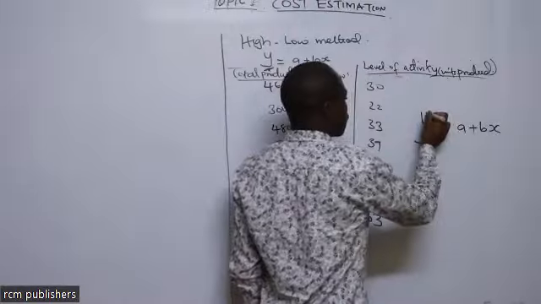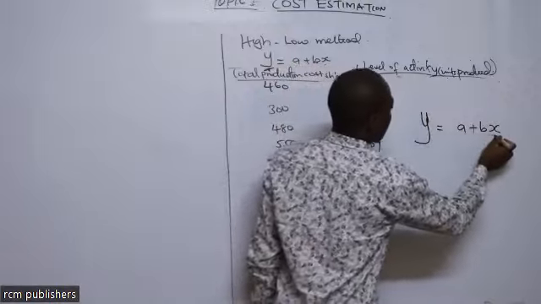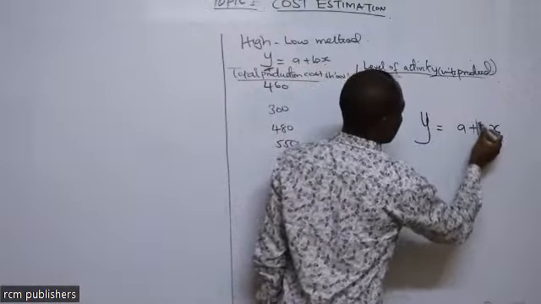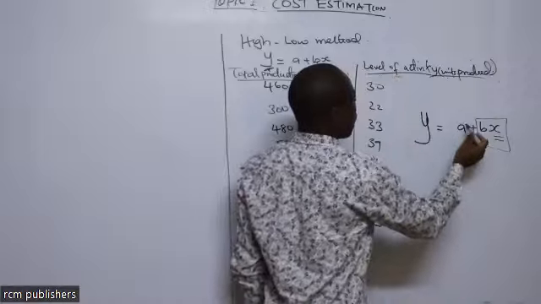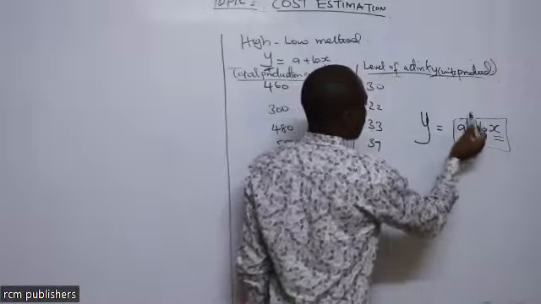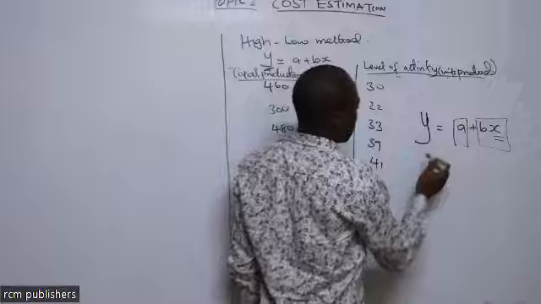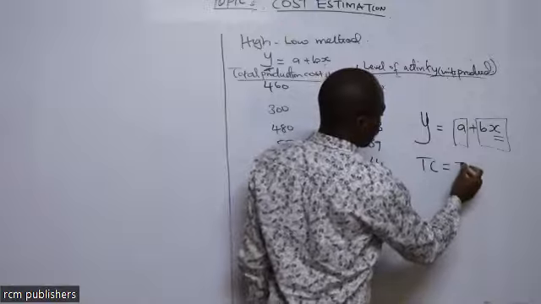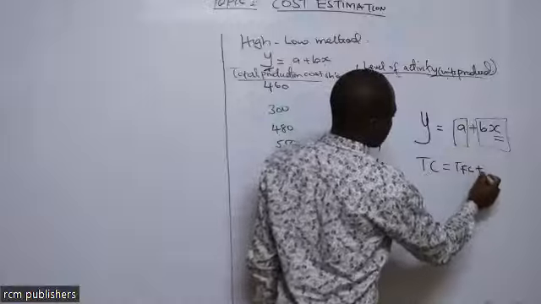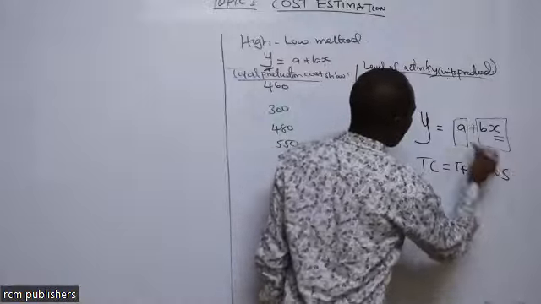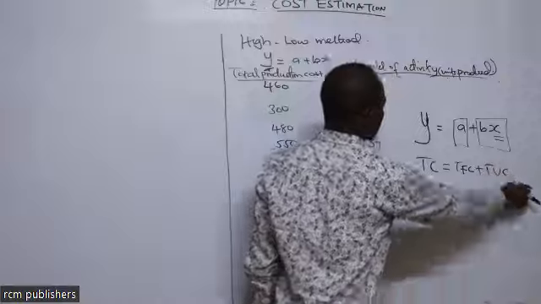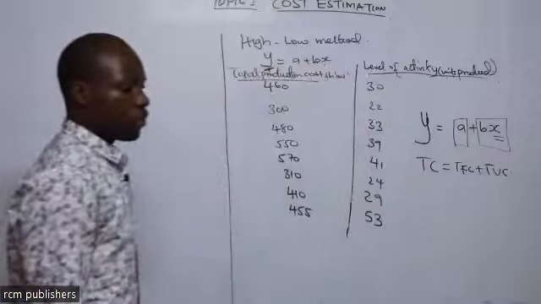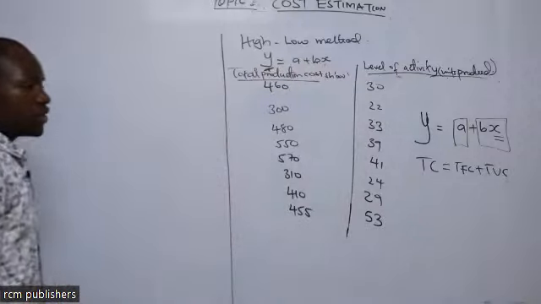Our total production cost is dependent on the units that we are going to produce to give us the total variable cost. Then we now add to the total fixed cost. So the total costs will be total fixed cost plus total variable cost.